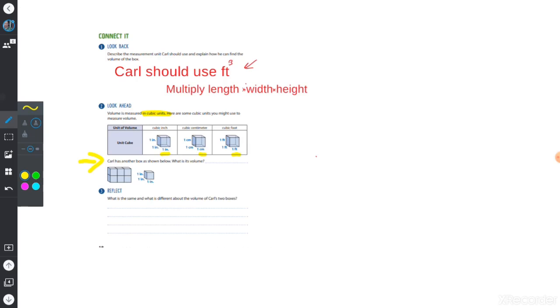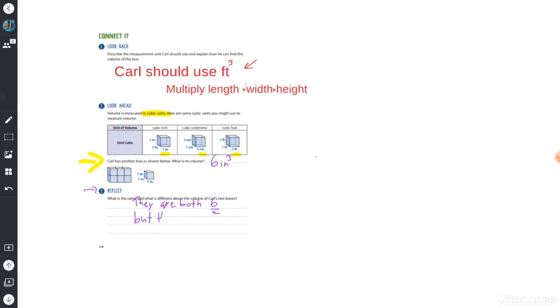Carl has another box. As shown, what is its volume? You probably already know it. It is going to be 6 inches cubed. What is the same and what is different? Now let's look at question 3. What is the same and what is different about the volume of Carl's 2 boxes? Well, they are both 6, but they have different units.